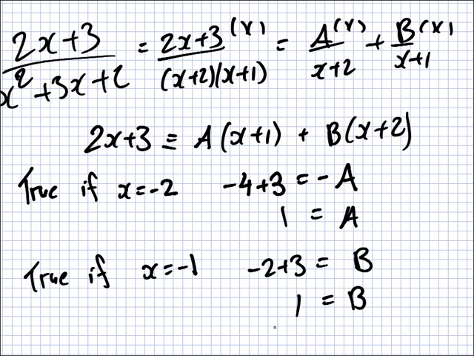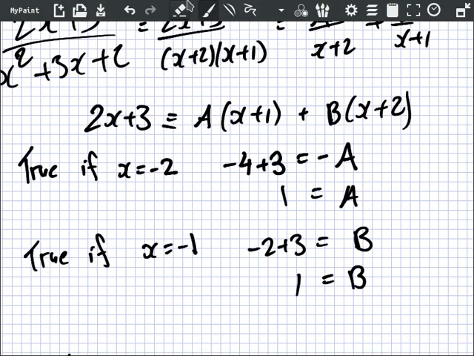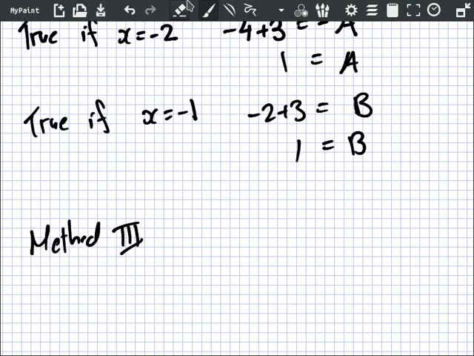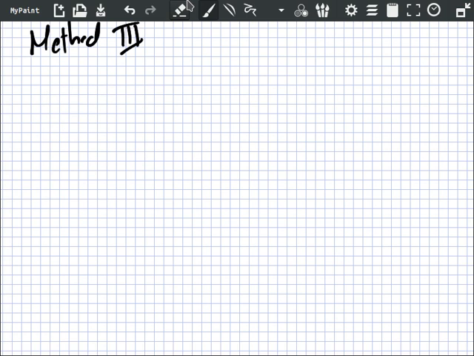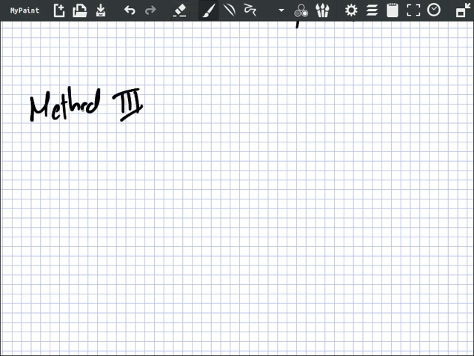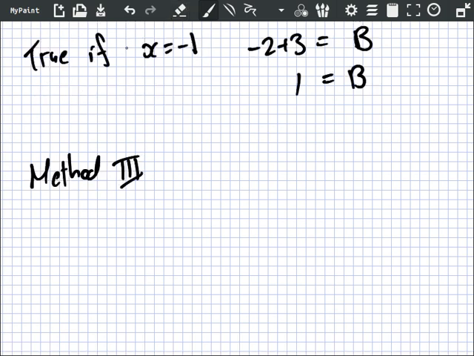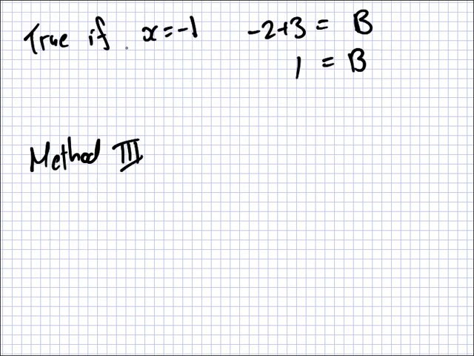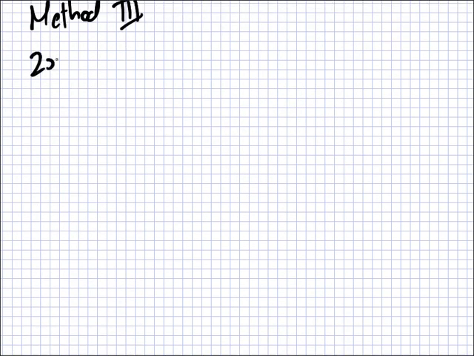So now to show you the last way to do it. Method 3. We'll use the same question. 2x plus 3 over x squared plus, what is it? 3x. 3x plus 2, yeah?